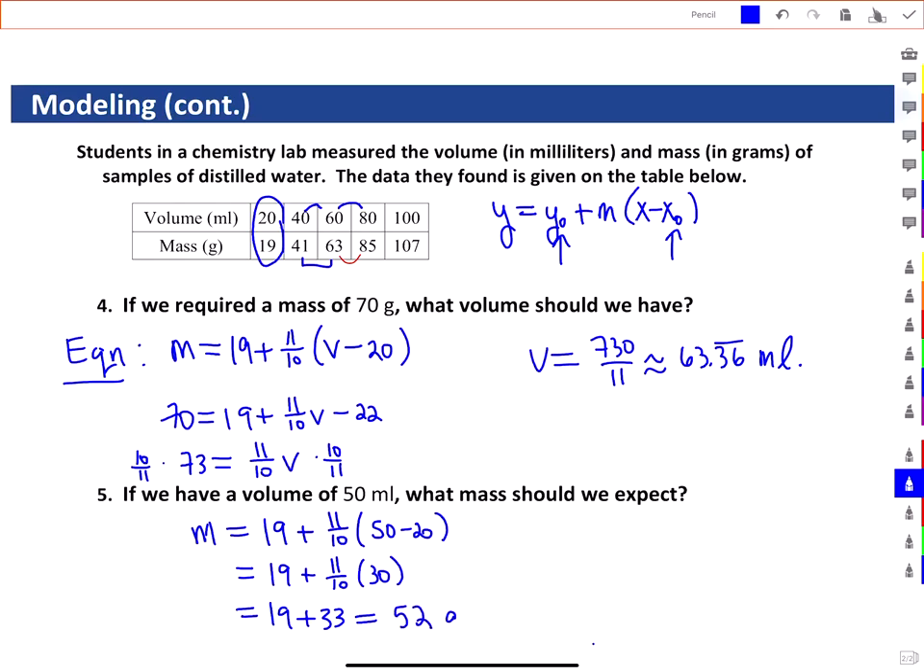And it's 52 grams because it's a mass. Does that fit our gut check? Is 52 between 41 and 63? Yes, it is.